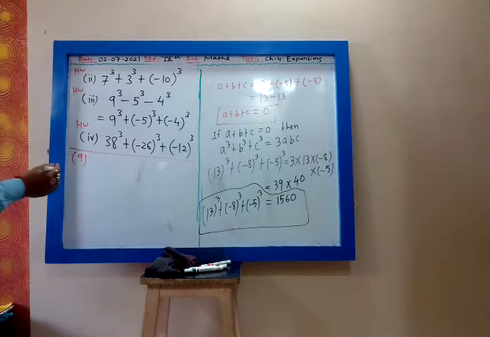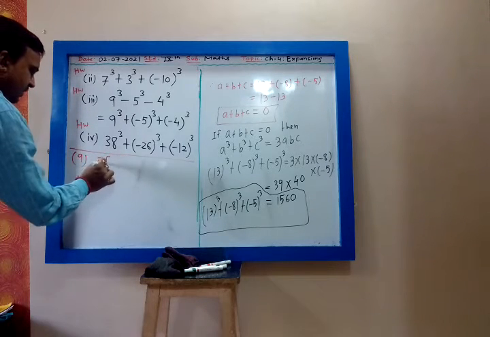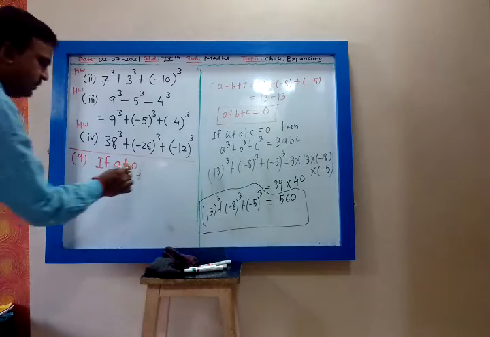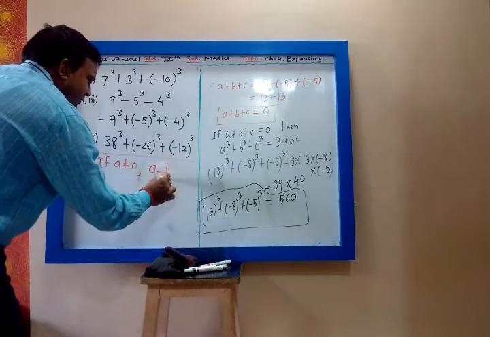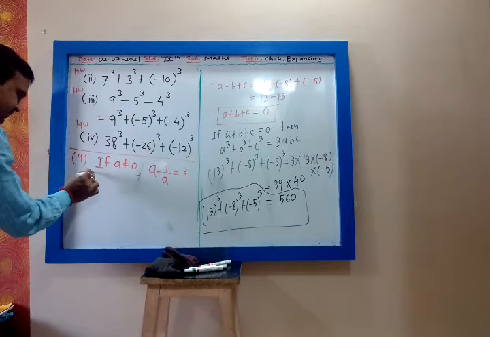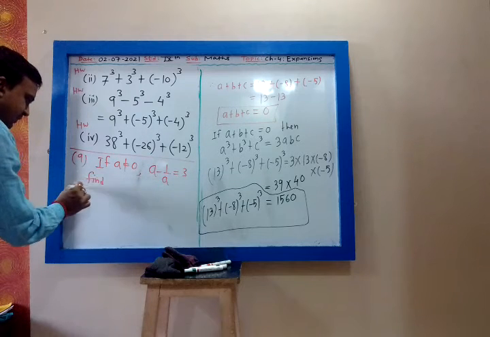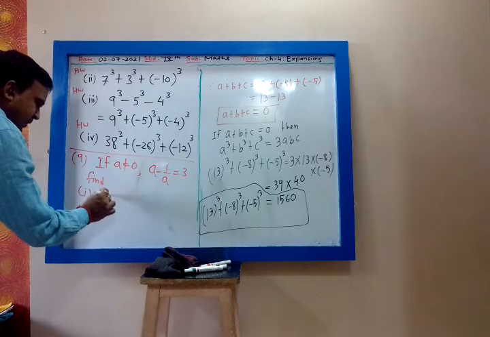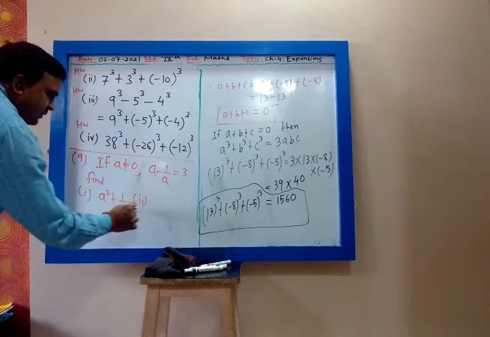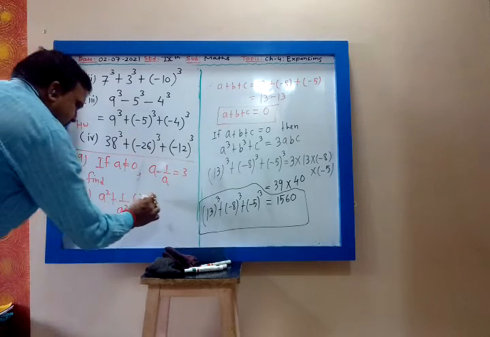If A is not equal to 0, and A minus 1 upon A is 3, then find first A square plus 1 upon A square, second A cube minus 1 upon A cube.